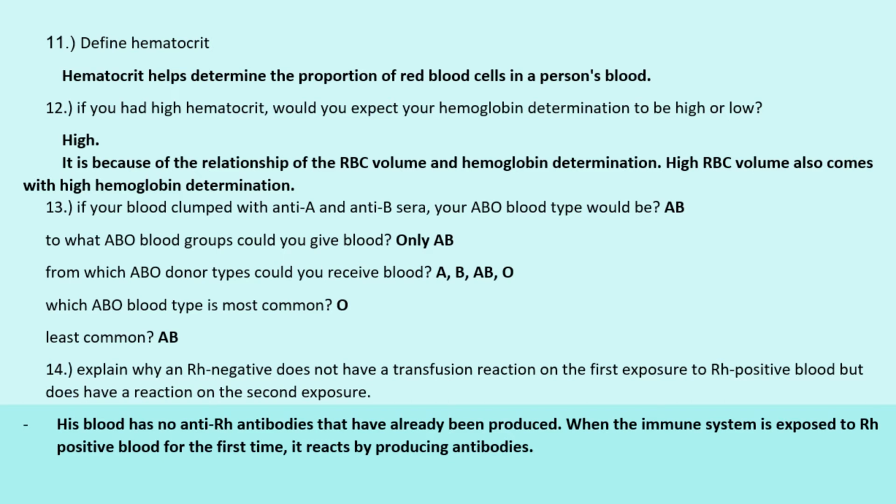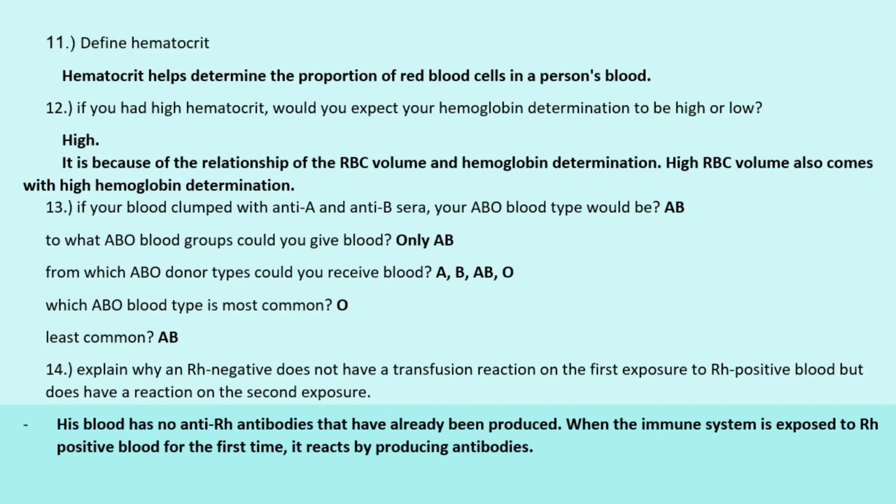Which ABO blood type is the most common? The most common blood type is O, and the least common is blood type AB. Next is the number 14. Explain why an Rh negative person does not have a transfusion reaction on the first exposure to Rh positive blood, but does have a reaction on the second exposure.